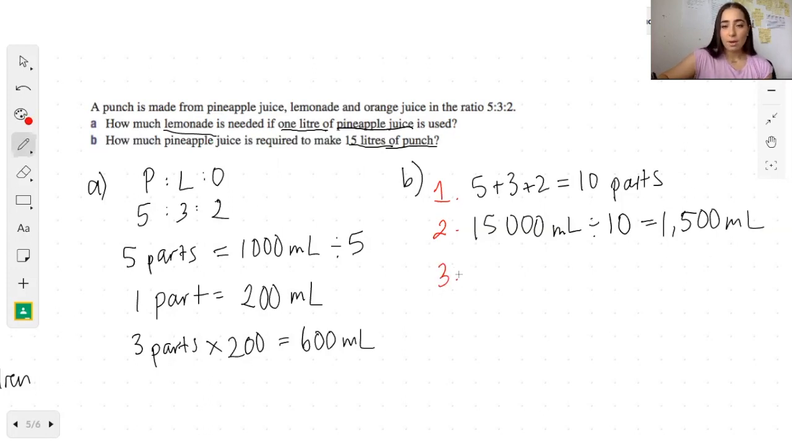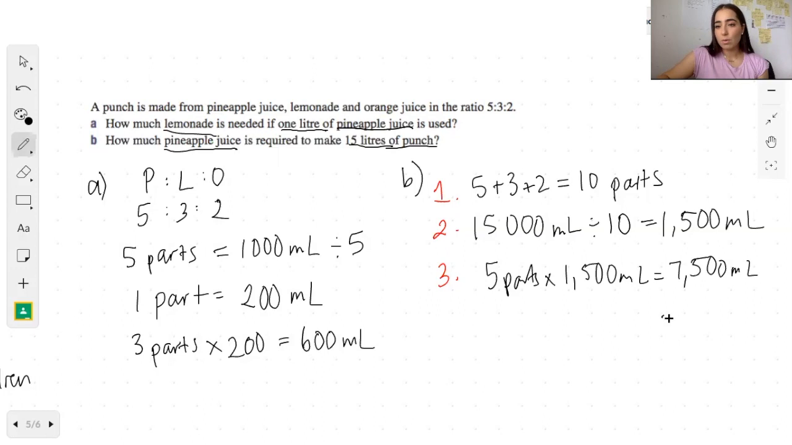And then the third part of the question, well, they want to find how much pineapple juice is required. So pineapple juice represents 5 parts. So we take 5 and we multiply it by the value of 1 part. And we get 7,500 mils, or you can say 7.5 litres.